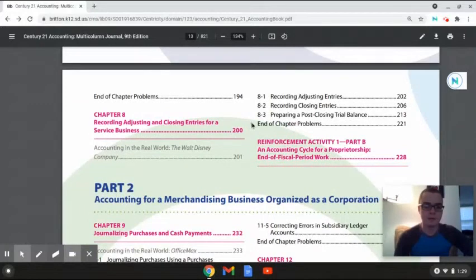And finally, we'll be moving on to Chapter 8, which is the last chapter in Part 1. This chapter is called Recording, Adjusting, and Closing Entries for a Service Business. Within this chapter, we will be learning about how to record adjusting entries, record closing entries, and prepare a post-closing trial balance. So that is the end of Part 1. These are the first 8 chapters which make up Part 1.